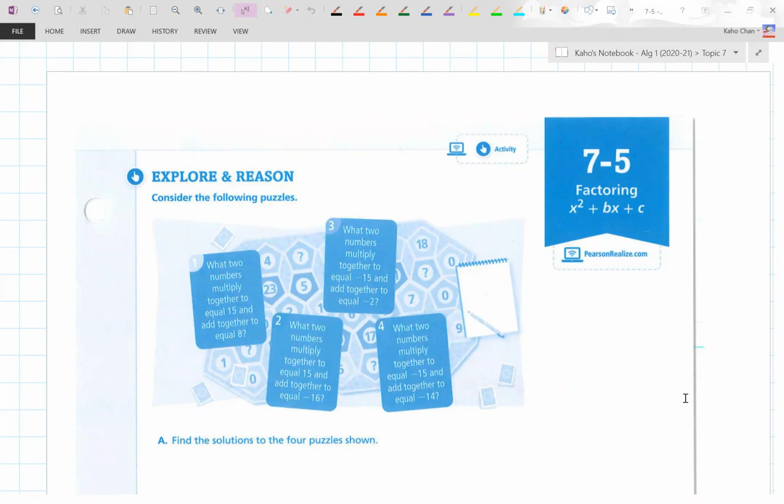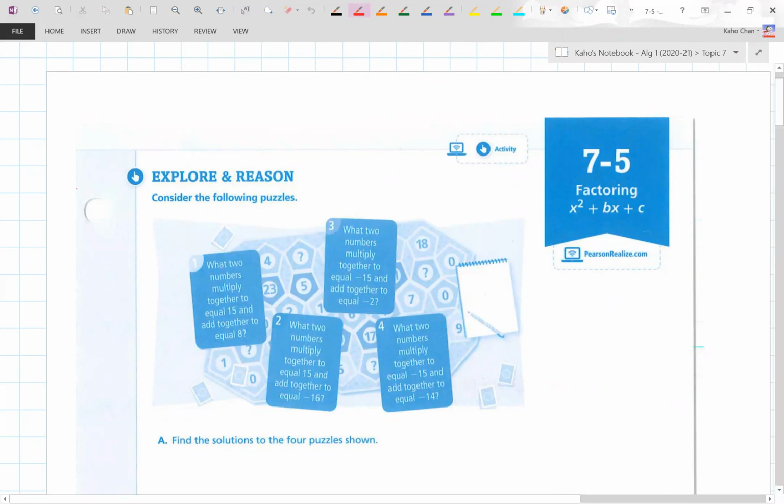Grab your note takers and turn to page 153 in your student companion. We are going to start 7-5, factoring x squared plus bx plus c. Factoring is a continuation of breaking down numbers and variables. We're basically dividing things into pieces. We have a little opener here.